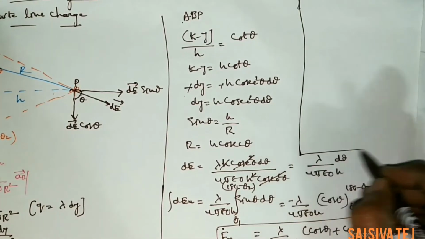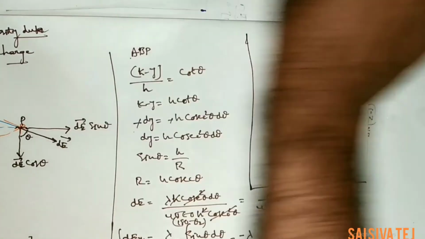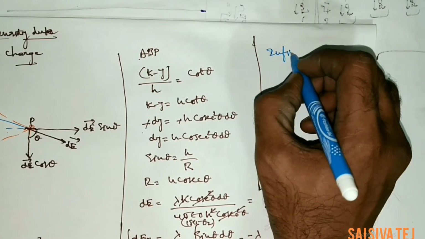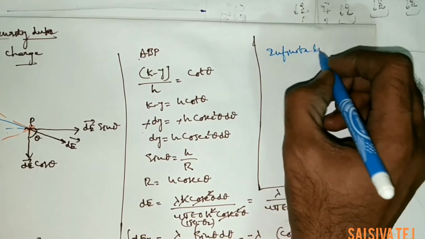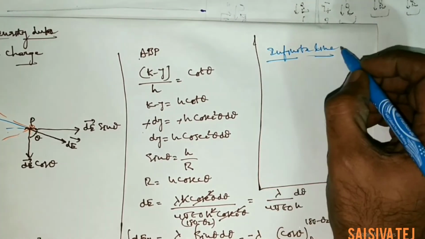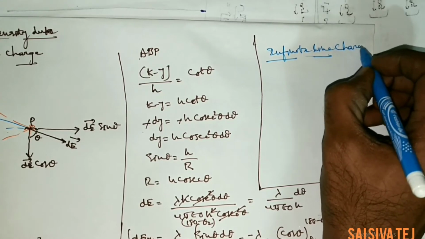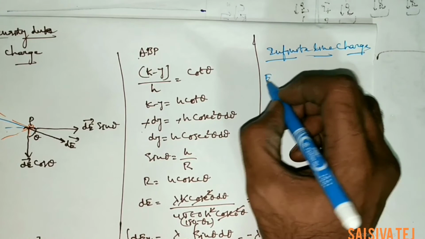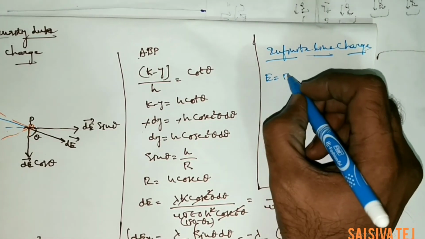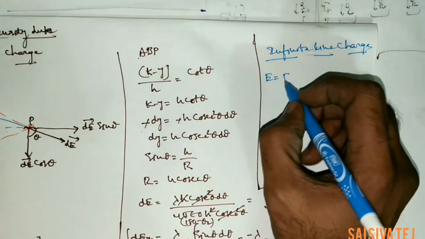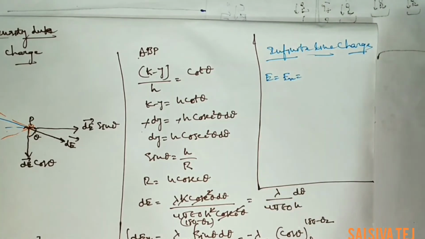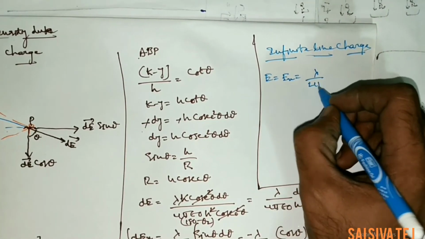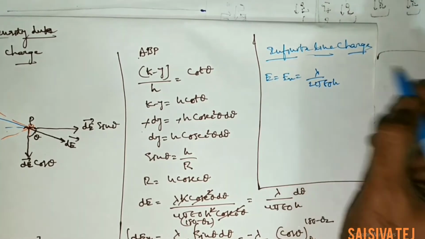So here, when you consider an infinite line charge, we get the total electric field E equal to Ex, which is lambda by 2 pi epsilon naught into h.